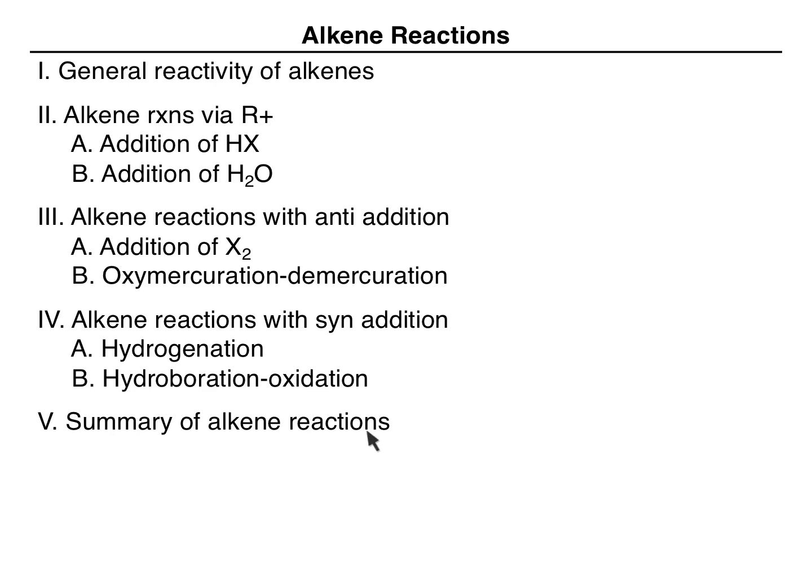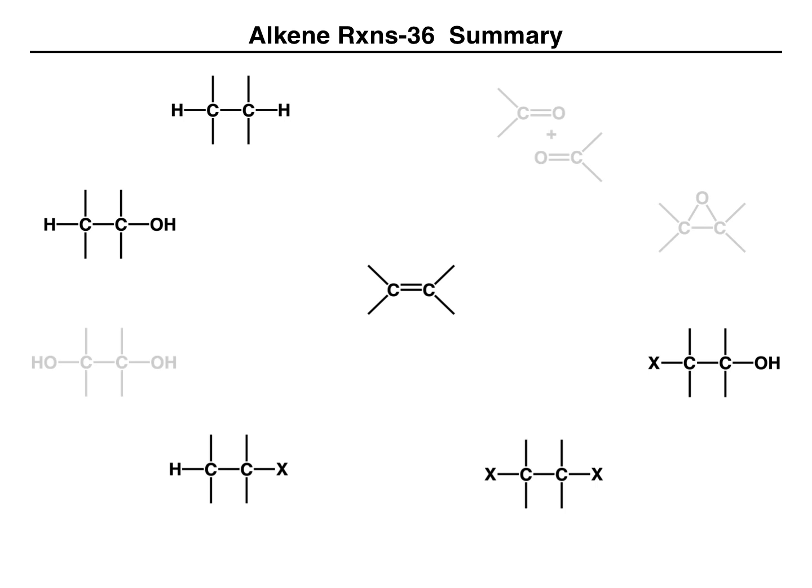Finally, let's summarize our reactions of alkenes. At the start of this chapter, we saw that we can convert alkenes to alkanes, alcohols, diols, alkyl halides, dihalides, halohydrins, epoxides, and ketones or aldehydes. We're not looking at all of these. Some of these we'll see next semester, but let's talk about the ways to make these compounds.